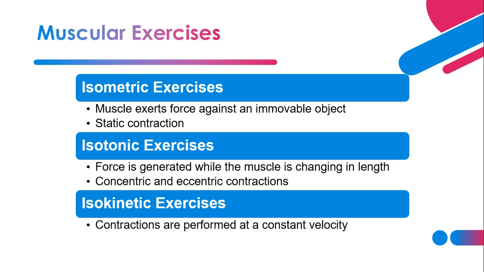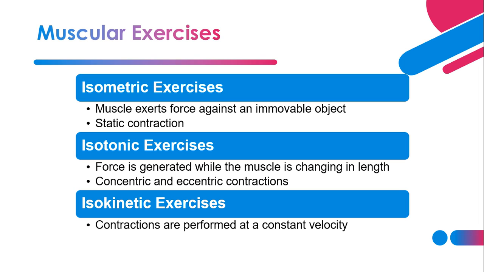With isotonic exercises, on the other hand, the contractions occur when force is generated while the muscle is changing in length. For example, to lift a weight from its starting point when performing a bicep curl, the bicep muscle must contract and shorten in length. This is called a concentric contraction.